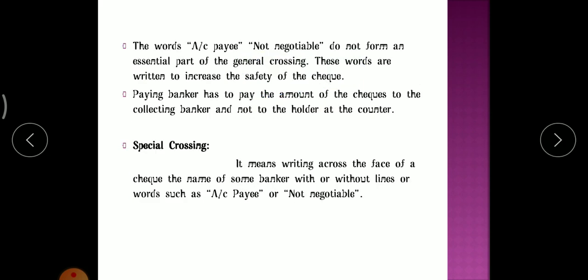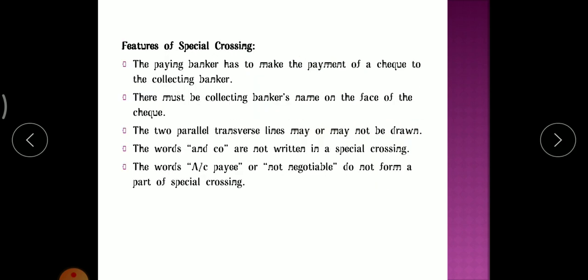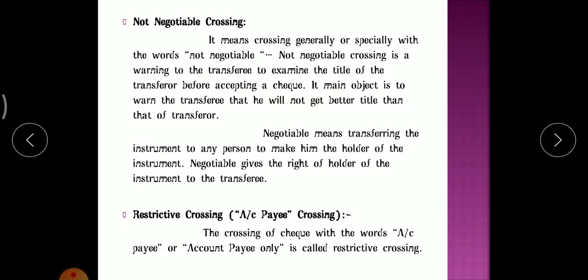Okay, here these things are very important. It means here "and company," "not negotiable," "account payee" is mandatory. Okay, but in special crossing it is not so. It may be or may not be drawn, or it may be or may not be written. Clear?